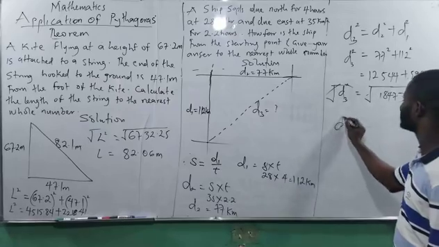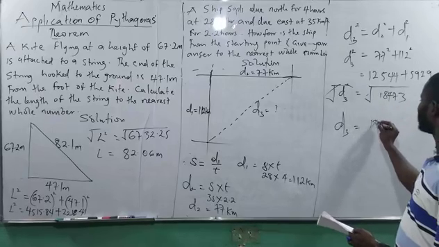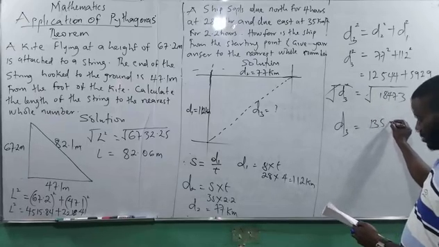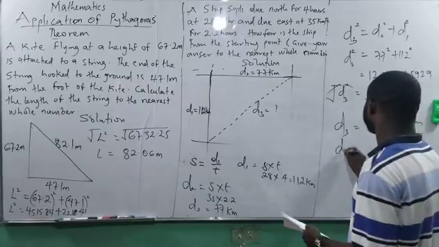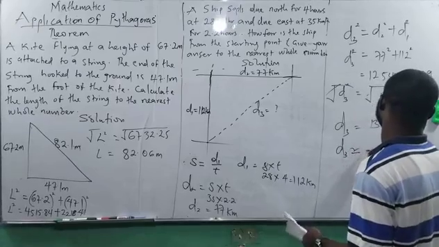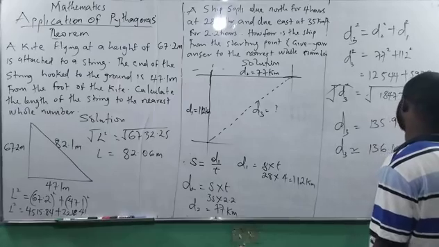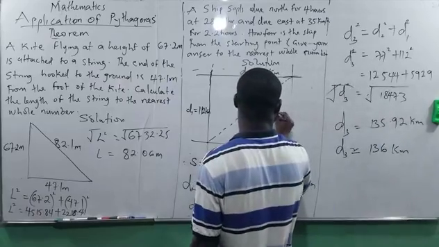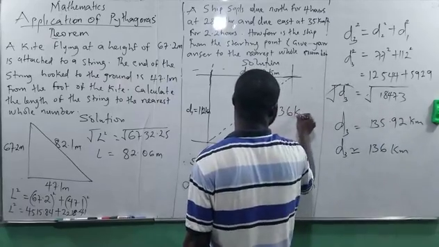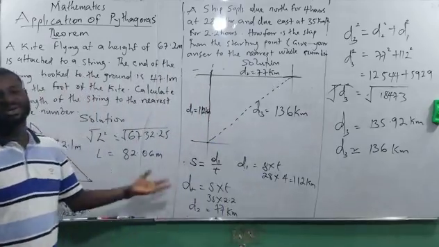Now it means my distance 3 will be equal to, when I square root this number, 135.92 kilometers, which is approximately equal to 136 kilometers. That is the approximation. Now it means here will be 136 kilometers, approximately equal to, it's not directly equal to anyway. That is all about that.